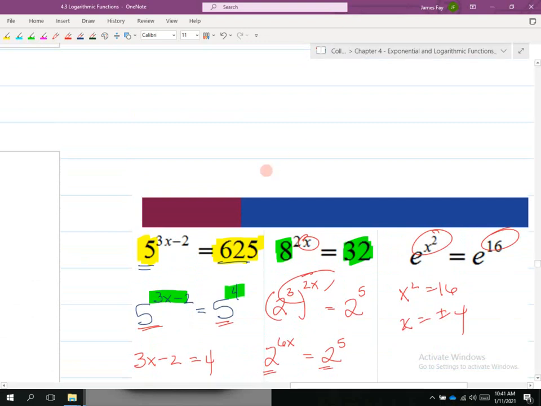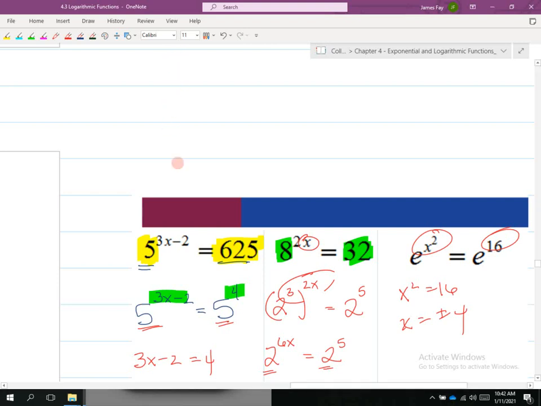So let's come back up here real quick and do one of these problems. Let's say we already know that this first one, 5 to the 3x minus 2 equals 625. We already know the answer to that is 2, right? Let's see if we can get the same 2 by not changing the bases here, but by using that technique we just talked about.